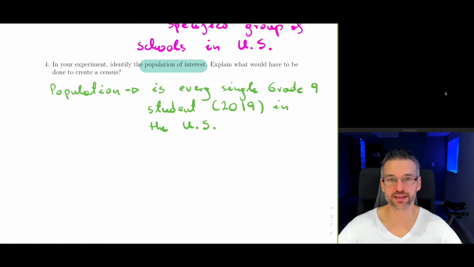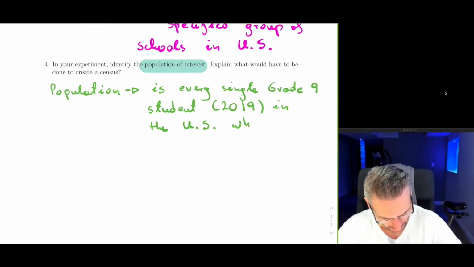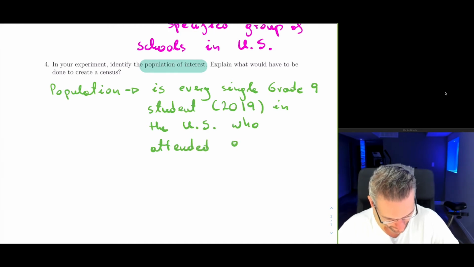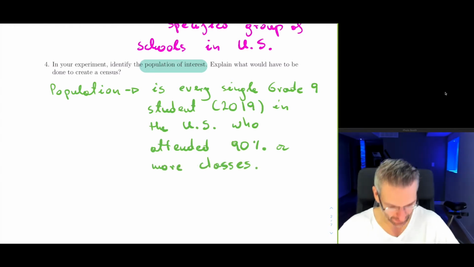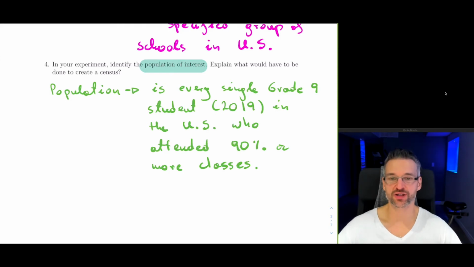And what I would need, because of the fact that I said they have to attend 90% or more, so here, who attended 90% or more classes. All right, so that's what I would have to say. That is my population, because my hypothesis said that it was 90% or more attendance, and then it would relate. So anybody who didn't attend 90% does not fit that particular hypothesis in the experiment.